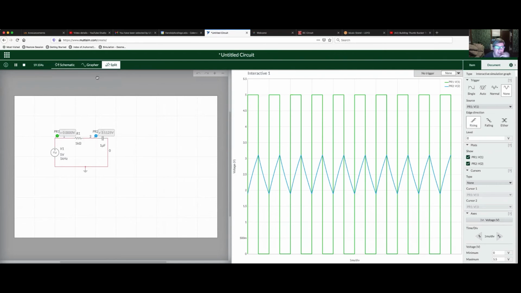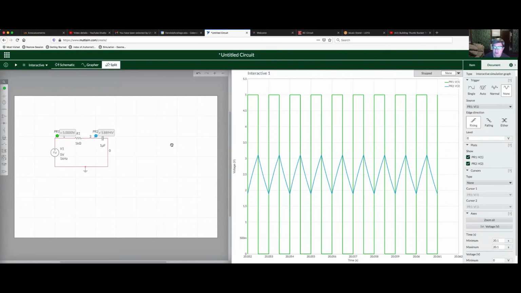So I'm just going to stop it so I can look at the graph with all this busyness going on. And let's look at what we see. Well, first of all, in green, because of this probe, we see the square wave. Just like I said, it goes on for a while, then it turns off. Then it goes on to 5 volts for a while, then it turns off for a while, then it goes on for a while, and then it turns off for a while.